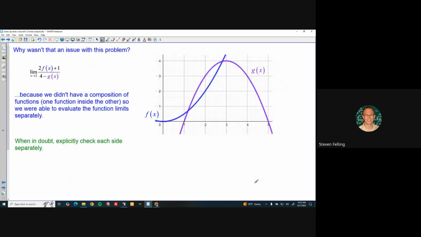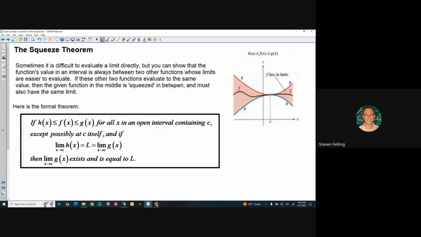Why did we not have that issue with this problem, right? Well, the difference is that here we were evaluating the f of x limit completely separately from the g of x. We didn't have a composition of functions. So in that case, you should always be able to just directly plug in without having to consider the directions. Unless you see weirdness in the graph. Anytime you see corners or discontinuities, you should always, when in doubt, check the limits separately on the left and right-hand side. That will fix any problem.